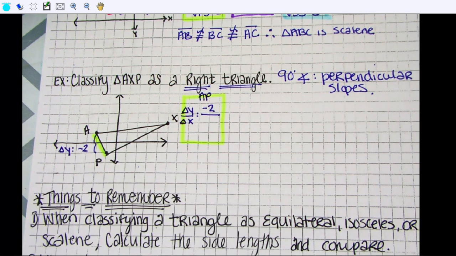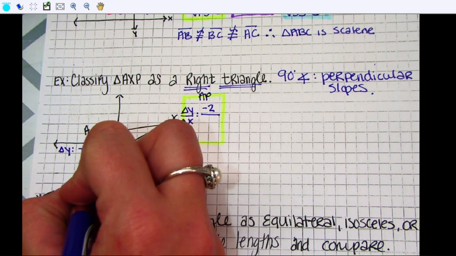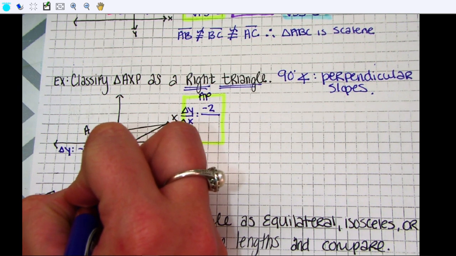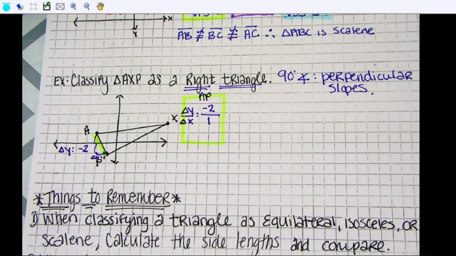What is my x direction? My x direction is 1. I'm going to leave it as a fraction because it's going to be a whole lot easier to compare slopes if they're a fraction. So we're going to leave that as negative 2 over 1. There's nothing to simplify. The fraction doesn't reduce. We could write it as negative 2, but remember, it's easier to see the reciprocals if you have a fraction.